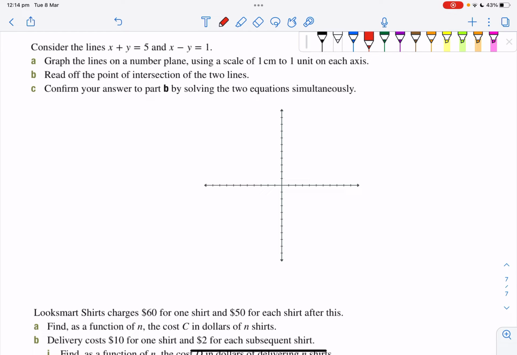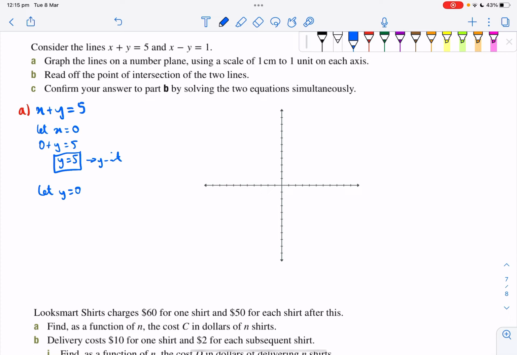So we have x plus y equals 5. And to sketch this, I will do the x and y intercept approach because we have constants, we have numbers. When we have a constant, you can use that. So let x equal 0. 0 plus y equals 5, so y equals 5. This is going to be the y-intercept. Let y equal 0. We get x plus 0 equals 5. x equals 5. This is going to be the x-intercept.